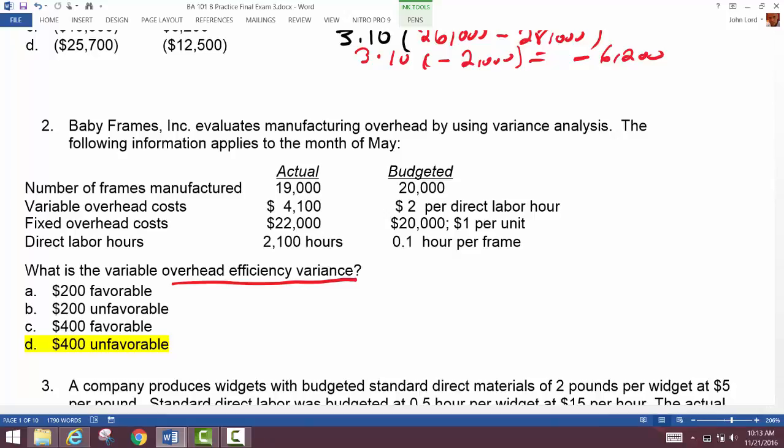And so we have budgeted is standard, actual is actual. So my standard rate here for my overhead is what?